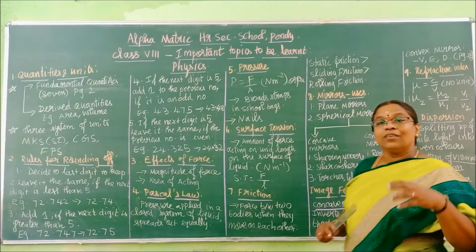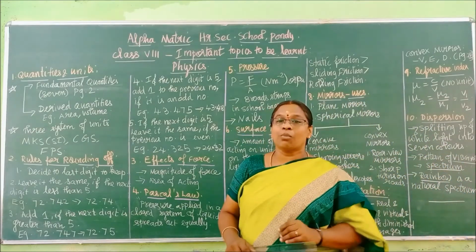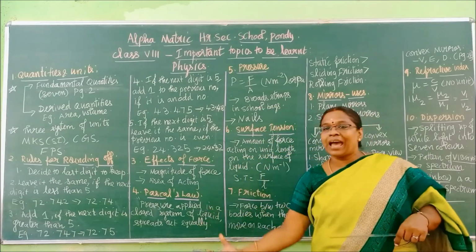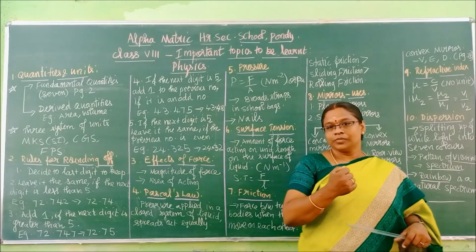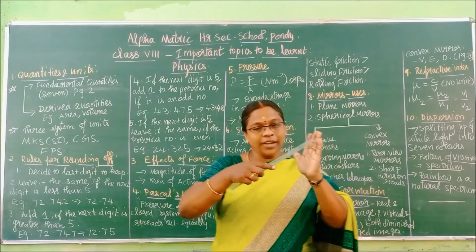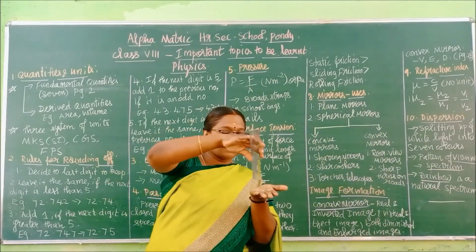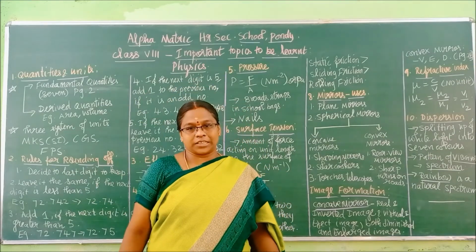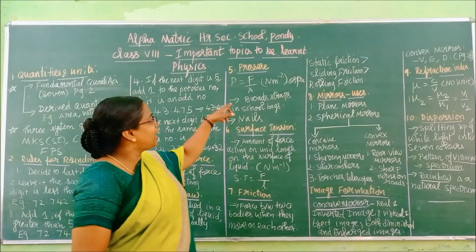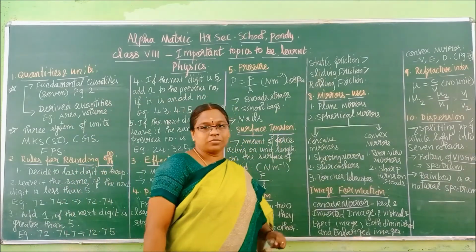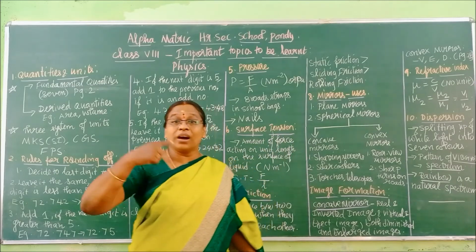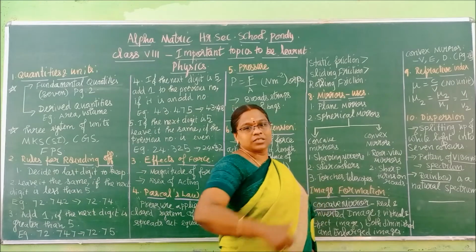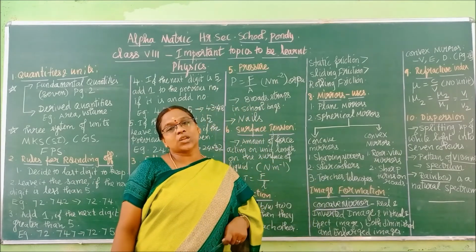Sliding means what? If one body slides on another body. For example, if I drag a bench by lifting it, so like this, if I move any object on the floor, this body slides on the other object. That type of friction is called sliding friction. What is rolling friction? We have wheels on our suitcases, right? So we will drag like this. That friction is called rolling friction.